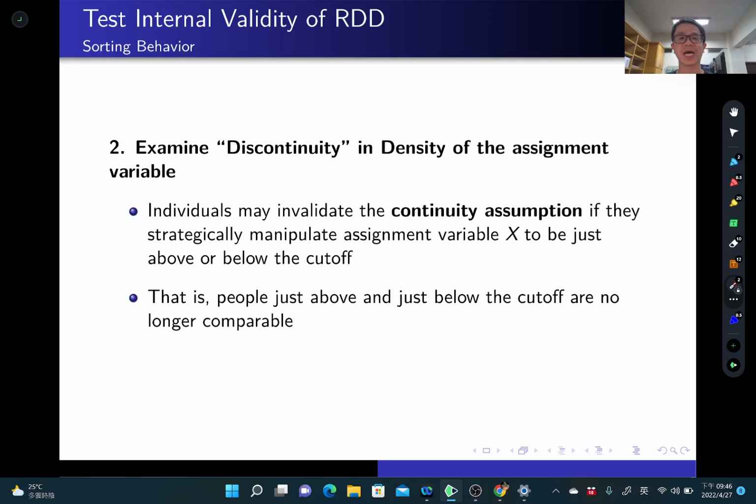And the point of RD design is that around the cutoff, people cannot really control whether they are above the cutoff or below the cutoff. So that will make people very similar. If you compare two groups of people that are just above or just below the cutoff, they will be very similar. They are very comparable. But if they can choose whether they pass the cutoff or stay just below the cutoff, that will make the people just above or just below the cutoff no longer comparable. So in that case, that will generate a selection bias.